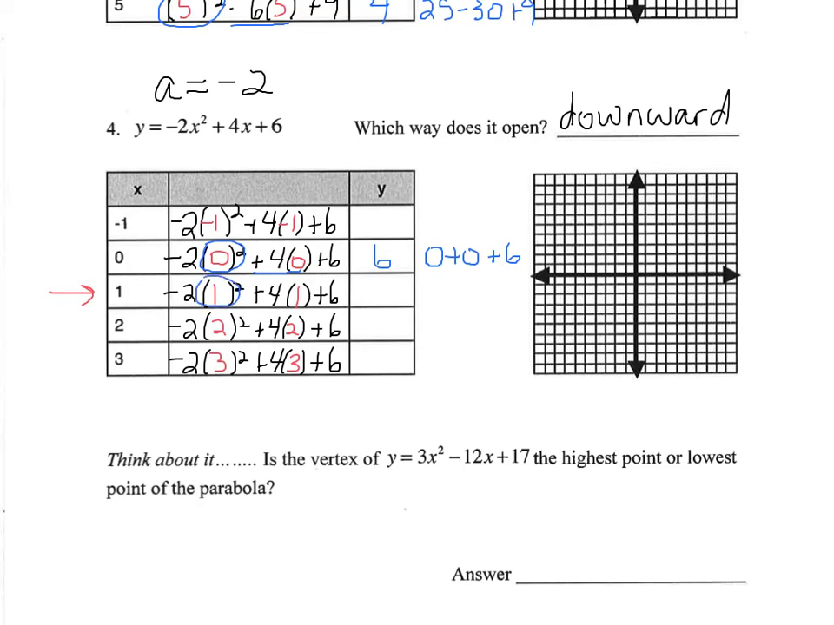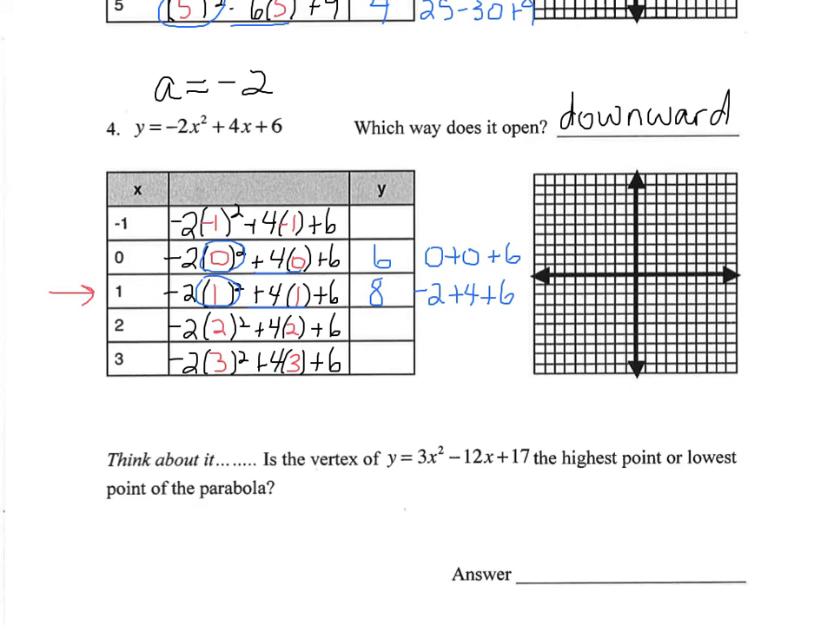Let's go downward, so let's plug in the 1 next. I have to do 1 squared, which is 1. Then I have to take negative 2 times 1, which is negative 2. Then I have to do 4 times 1, which is 4, and then plus 6. Negative 2 plus 4 is 2, plus 6 is 8.